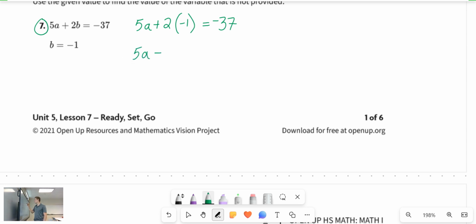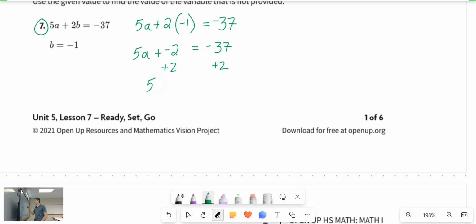5a plus, oh, it's actually not going to be plus anymore, is it? Because we're adding negative 2. Well, we can write it as plus negative 2. That's fine. 5a plus negative 2 equals negative 37. And now we want to get rid of that negative 2 on the left side. So we're going to add positive 2 on both sides.